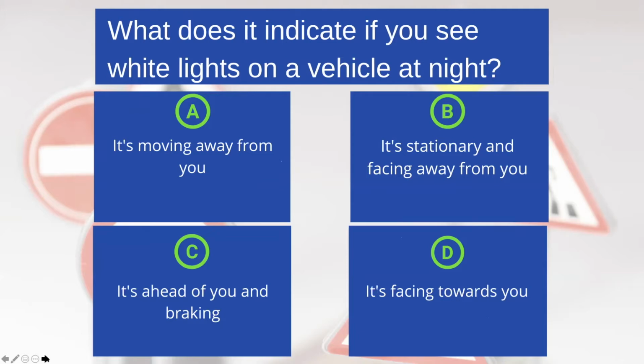What does it indicate if you see white lights on a vehicle at night? So remember that the lights at the back of the car will be red and the lights at the front of a car will be white. So the answer here would be D. It's facing towards you.